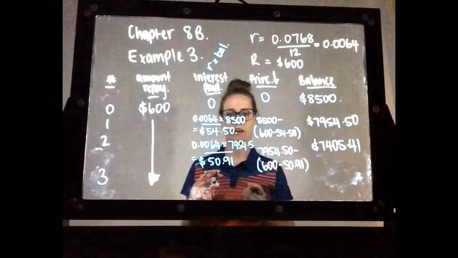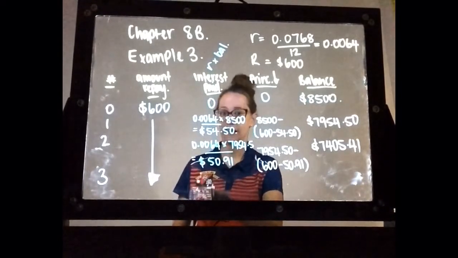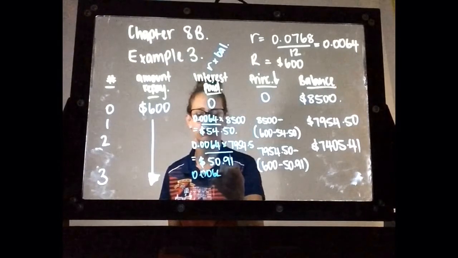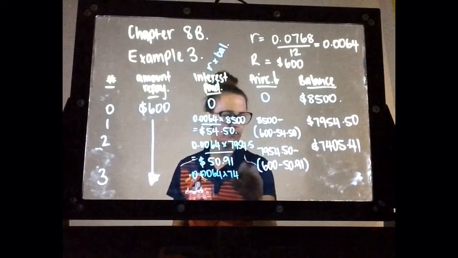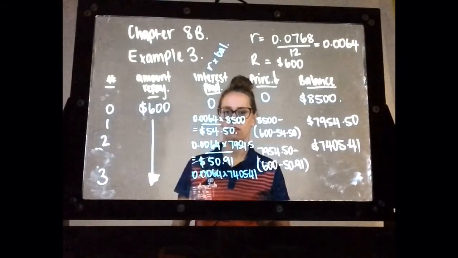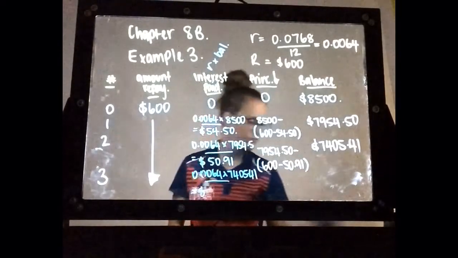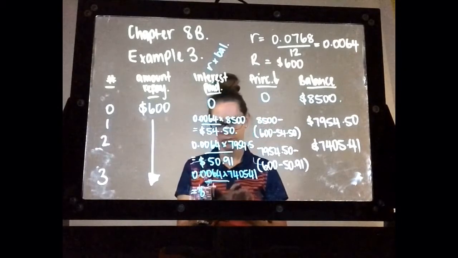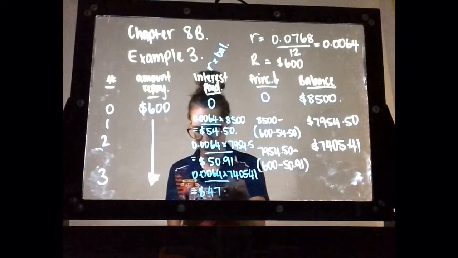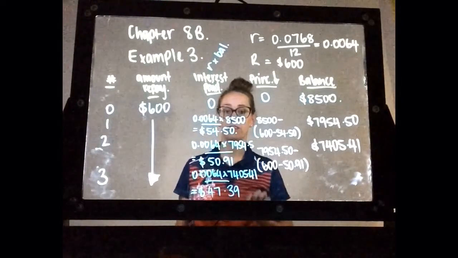So last, we'll go through that same process. My repayment stays the same. I need to calculate my interest. Now I'm recalculating my interest on the previous balance. So this time 0.0064 multiplied by 7405.41. Do you see how my interest rate does not change? It stays the same for the whole of the loan. So $47.39.